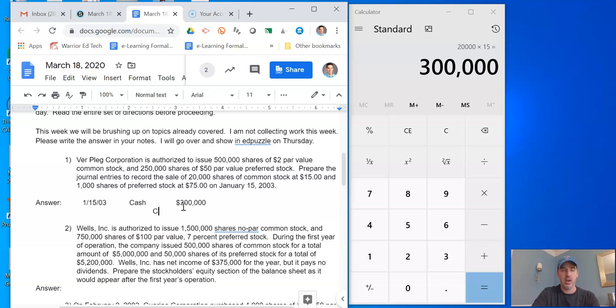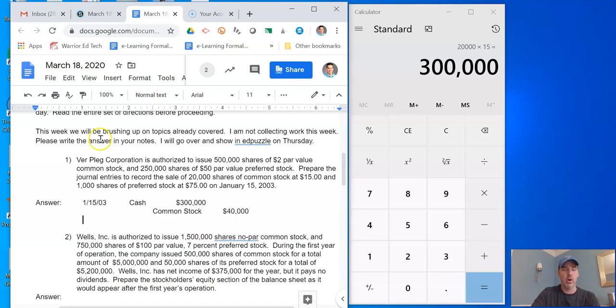And then how much of that goes into the common stock account is the par value. Remember, for common stock, par value is a legal requirement. And so $2 times 20,000 gives you $40,000 that goes into the common stock account. The remaining $260,000 is going to go into the paid in capital excess of par account, and make sure you put a little dash there, common stock. The remaining amount goes there. So that's how you handle the issuance of the common stock.